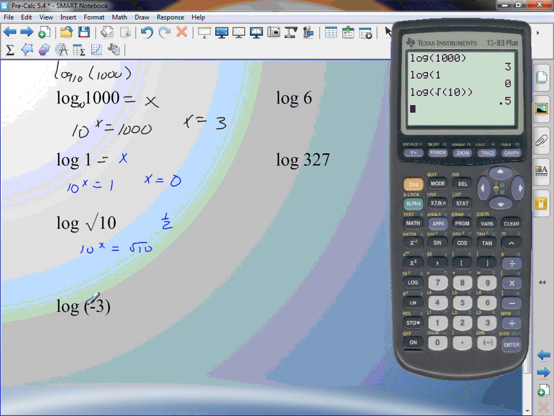Log of negative 3. This means 10 to the what is negative 3. What does the base mean? Okay, if I had 2 to the 5th, what does that mean? 2 times 2 times 2 times 2. Okay, what times 10, or 10 times itself, how many times is it going to get me a negative 3? Okay, it has to be a fraction to get a 3. How about a negative?